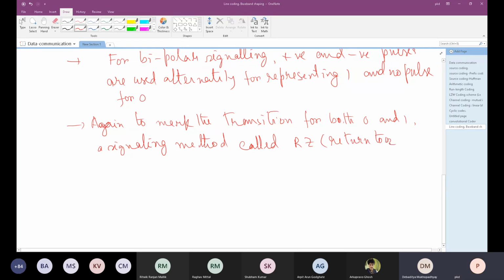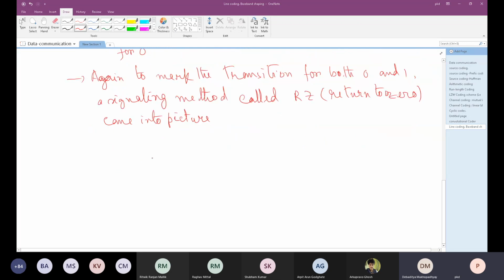Return to zero came into the picture. So here what happens, the zero-ones are transmitted at a certain rate. However, the background clock is running at twice the rate. So why is it so?